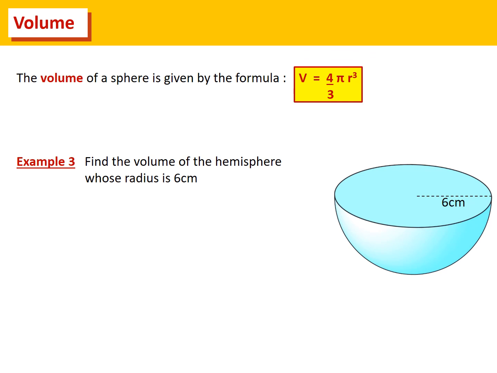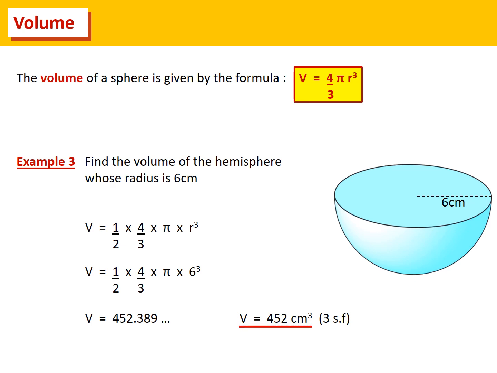And finally, in example 3, we've got a hemisphere this time. I want to find the volume of the hemisphere. A hemisphere is just half a sphere, so the volume of the hemisphere will be half the volume of the full sphere. So it's a half times 4/3 times pi times r cubed. R equals 6. So when we're tapping that in our calculator, 6 cubed times pi times 4/3 times a half. There's our answer, and we round off, and it's 452, and the units are cubic centimeters.